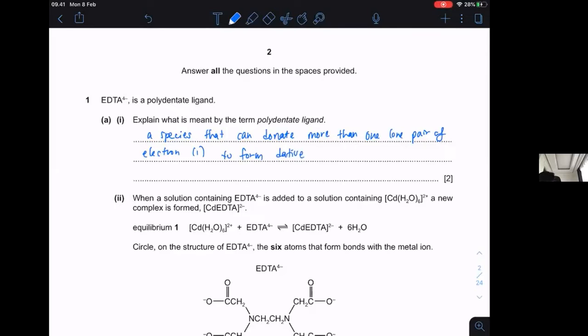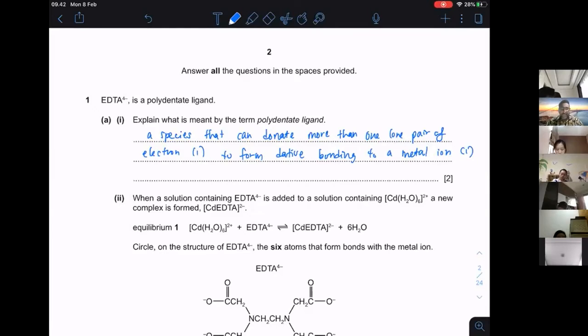Or if you want to say coordinate bonding, it's okay. Don't use coordinate and dative together. So, to form dative bonding to a metal ion, to form a complex or whatever you want to say, but it's going to be 2 marks in total. Please take note of this.